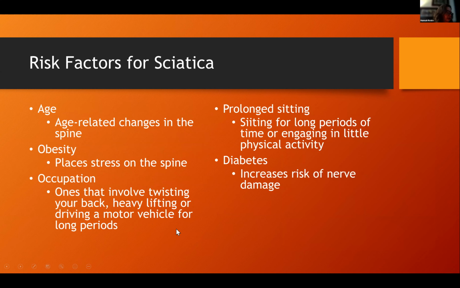Okay, so some risk factors for sciatica. Age-related changes to the spine can cause it. Obesity: excess weight will place stress on the spine and can contribute to changes in the spine that can trigger sciatica. Occupations that involve pushing your back, heavy lifting, or driving a motor vehicle for long periods of time may increase the risk of developing sciatica. People who are sedentary, so prolonged sitting, people who sit for long periods.